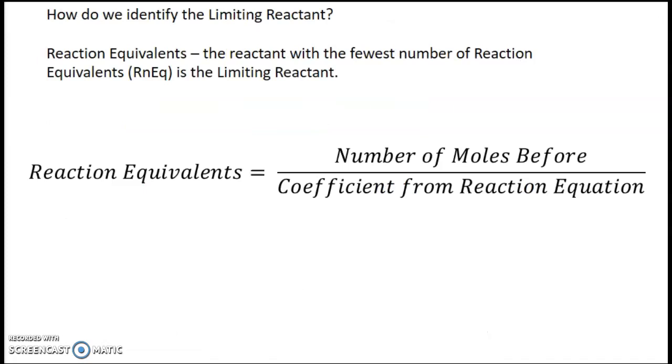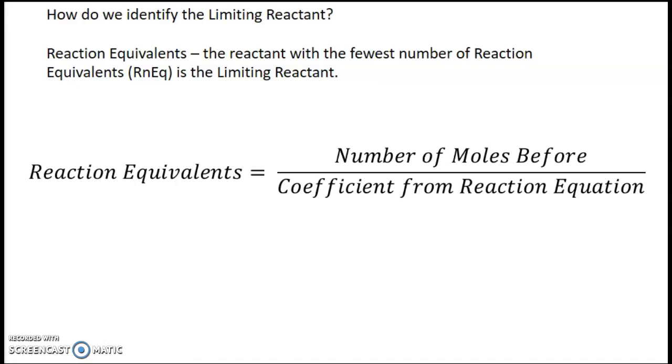In a numerical problem, we identify the limiting reactant using something called reaction equivalence. And the reactant with the fewest number of reaction equivalents is the limiting reactant. The reaction equivalence is a number. We calculate that number by taking the number of moles in the before row and dividing it by the coefficient from the balanced chemical reaction equation. So the reaction equivalent combines number of moles and the reaction equation.